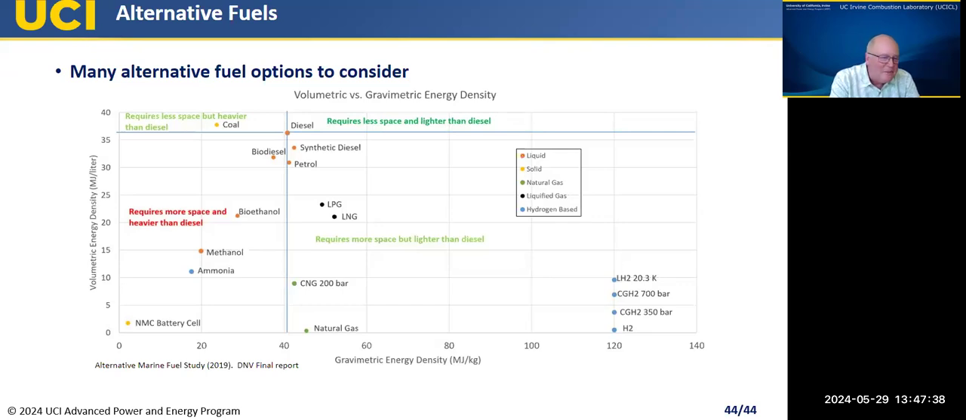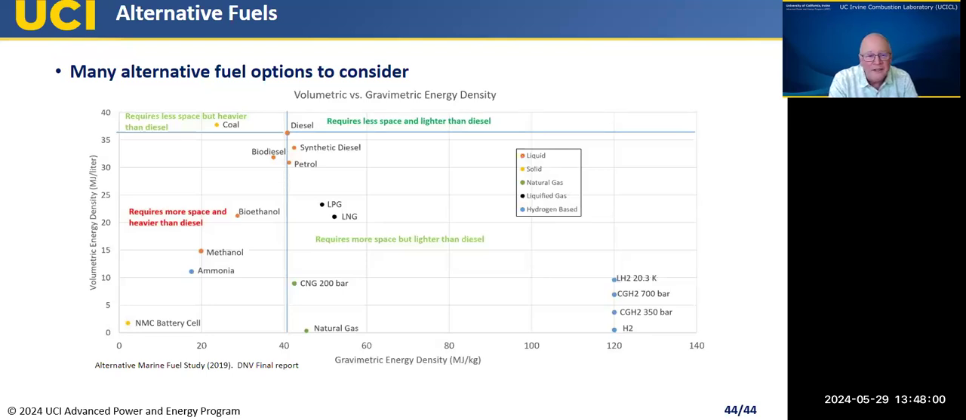So there's a bunch of other fuels shown on here. And generally you're going to need more volume to accommodate them, or you're not going to be able to put in as much. So it suggests reduced emission for the same fuel tank size.